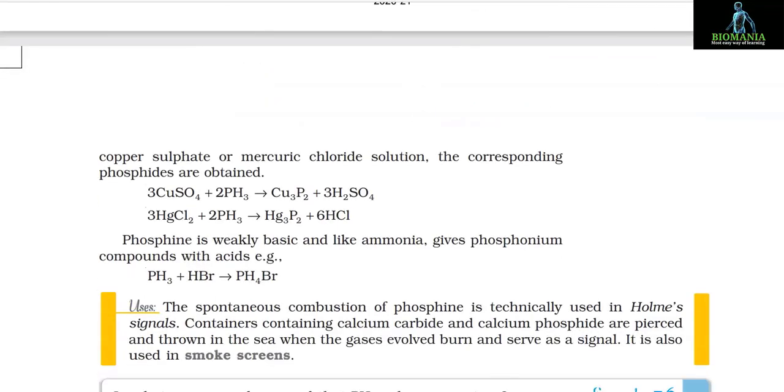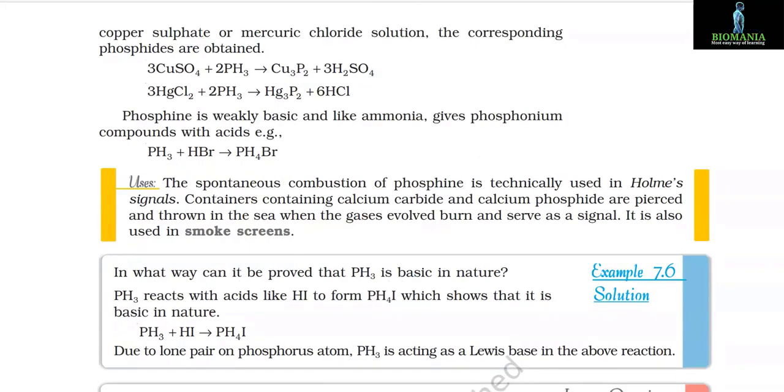When absorbed in copper sulfate or mercuric chloride solution, the corresponding phosphides are obtained. 3CuSO4 + 2PH3 gives Cu3P2 + 3H2SO4, and the next reaction is 3HgCl2 + 2PH3 gives Hg3P2 + 6HCl. Phosphine is weakly basic and like ammonia gives phosphonium compounds with acids. Example, PH3 + HBr gives PH4Br.